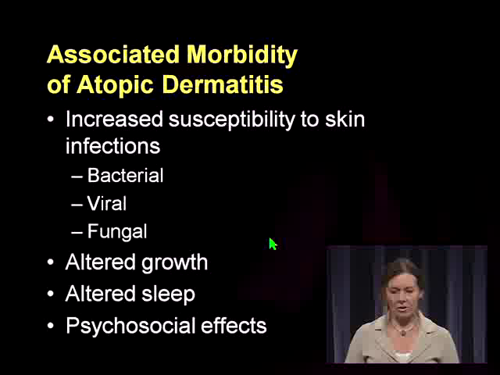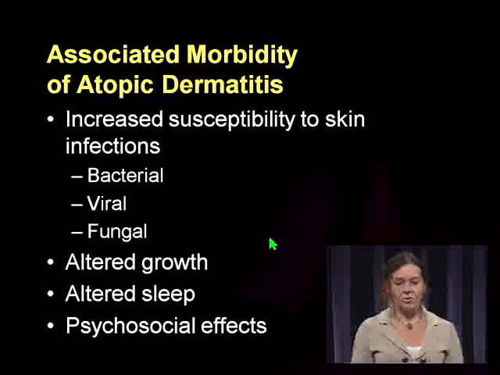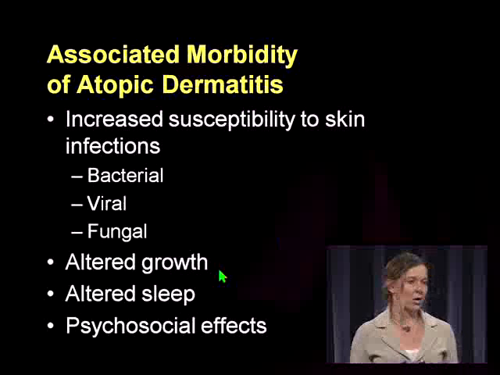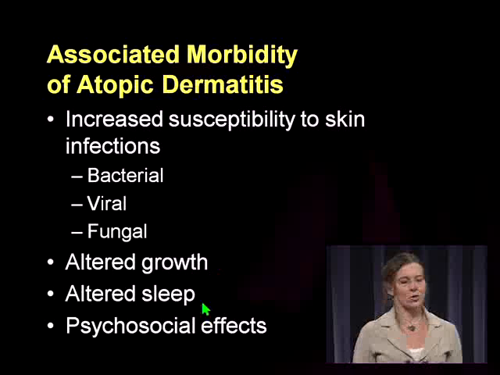So we know that children with atopic dermatitis have lots of secondary skin infections, and these can be bacterial, viral, or fungal. Other morbidity with the condition includes altered growth, which we'll talk briefly about, altered sleep, which is usually related to the severe pruritus of their skin, and significant psychosocial effects, which is probably multifactorial.